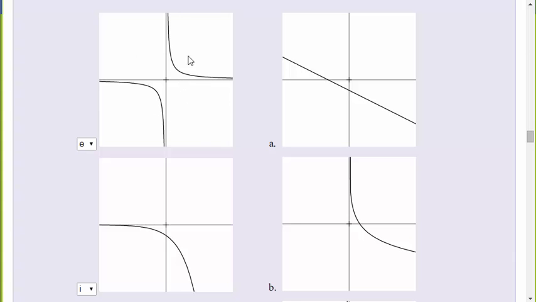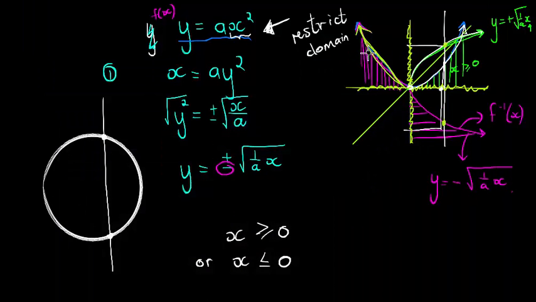If I want to know if this one's inverse will be a function, I draw a horizontal line. Notice here, if I draw a horizontal line, how many times does it cut? Twice. Is this graph a function? Yes, this graph is a function because a vertical line cuts once. Is this graph a function? Yes, because a vertical line cuts once. Is the inverse of this guy a function? No, because a horizontal line cuts twice. Do you get what I'm saying?